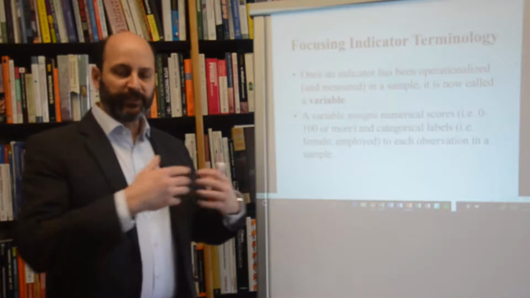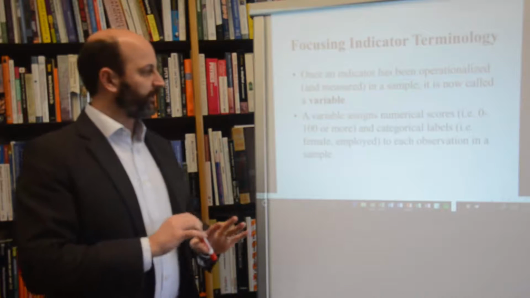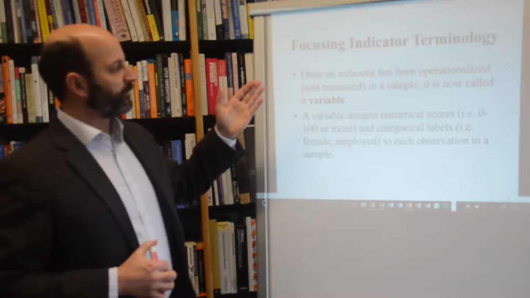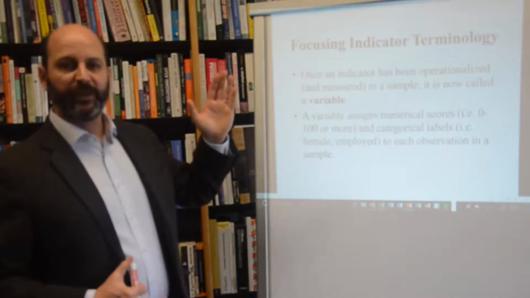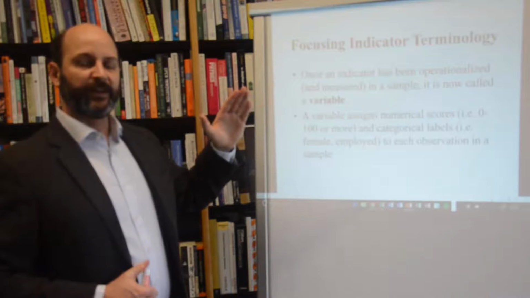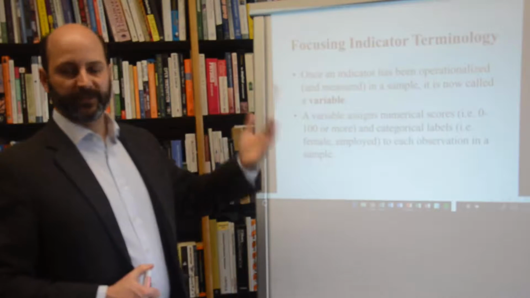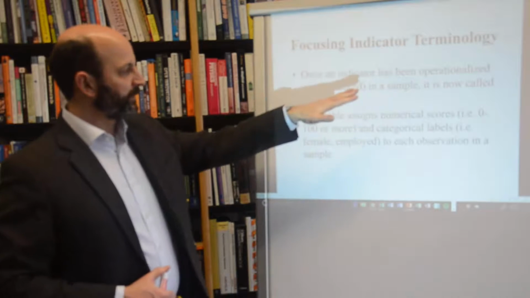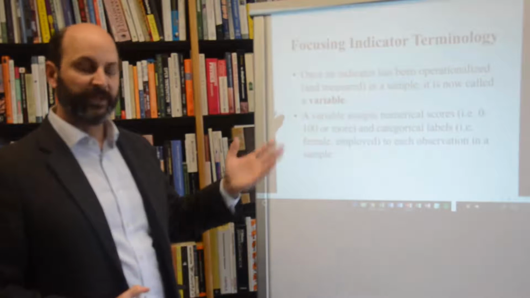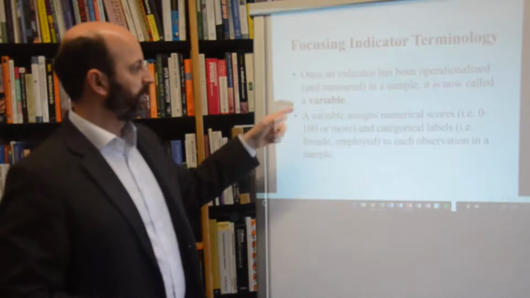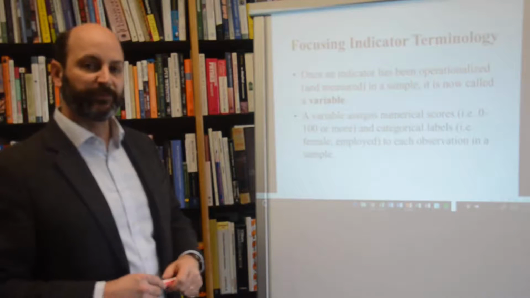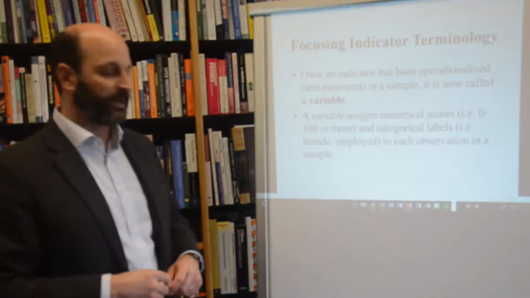Alright, if we look at the indicators, we need to also focus the terminology that we use with them. And this is where I was talking about before, where we're moving towards the information and the measures that will specifically be inside the operationalization of the concept. So once an indicator has been operationalized and measured in a sample, like we just did in those previous samples where we said part-time or full-time, for example, it's now called a variable. We've moved from an indicator to an actual variable. There are data behind it.